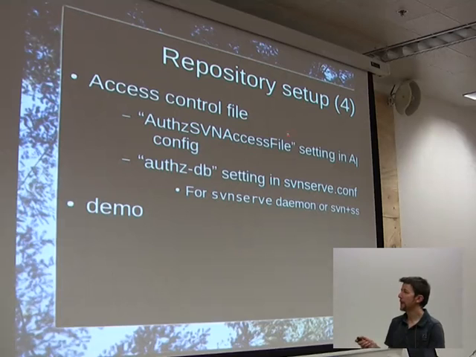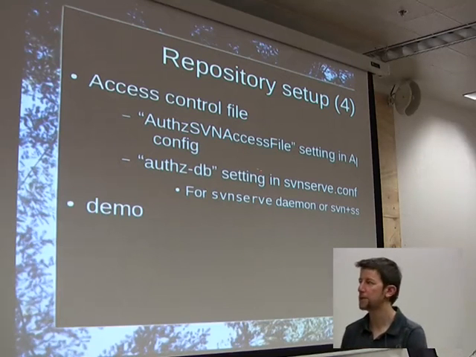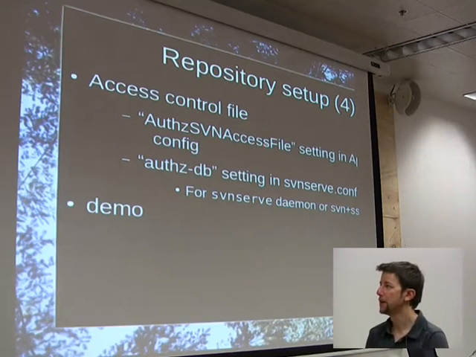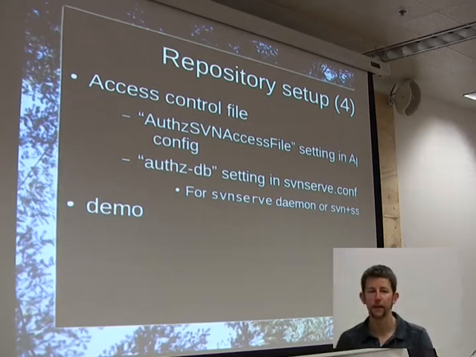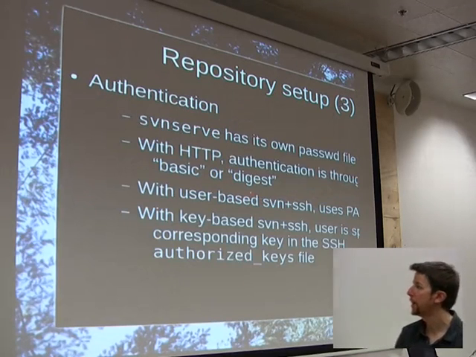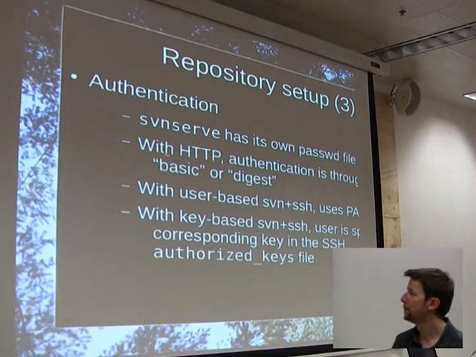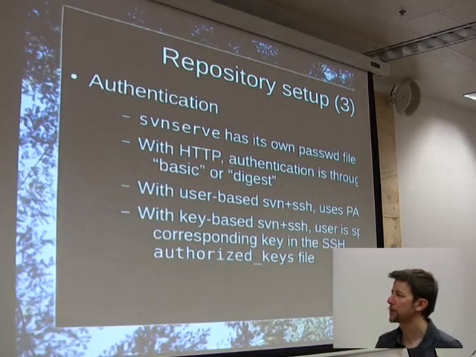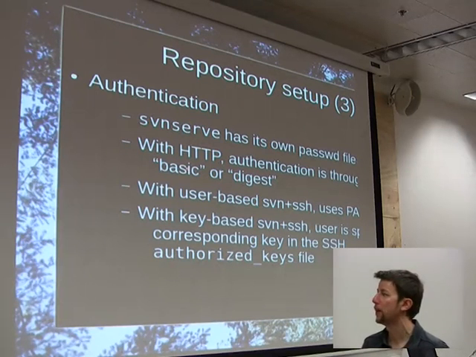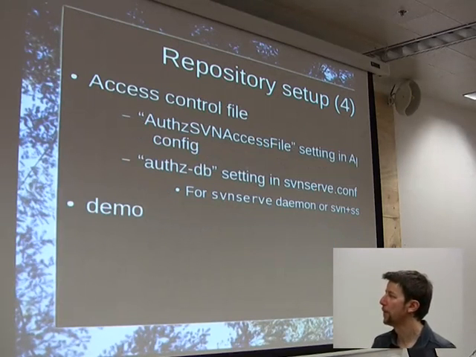This auth SVN access file setting in your Apache config actually comes from the dav SVN module, and tells the SVN dav module which file it should use to say which fake users have access, because remember I said that HTTP has fake users, but they're actually specified in a .htpasswd file. So which of those have access is determined by this setting, which points to that access control file.